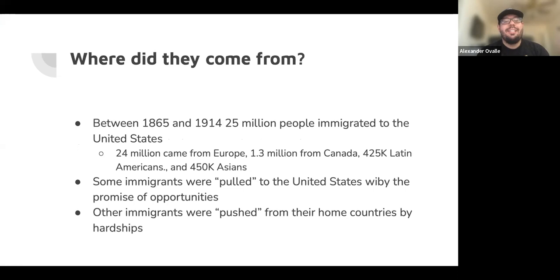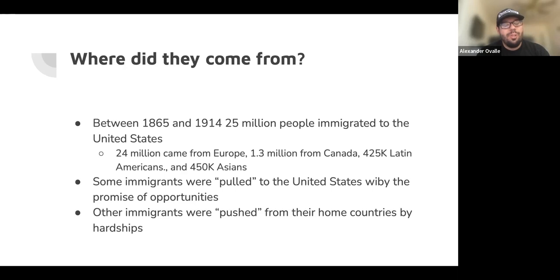Between 1865, following the end of the Civil War, and 1914, the beginning of World War I, 25 million people immigrated to the United States. 24 million of those came from Europe. 1.3 million came from Canada, 425,000 from Latin America, and 450,000 were Asians.